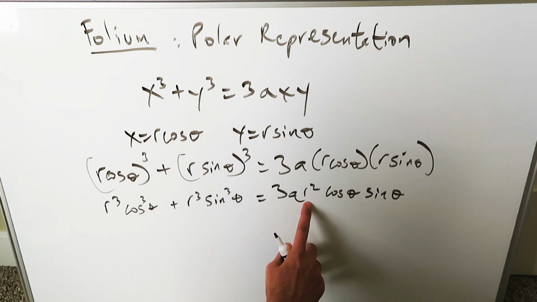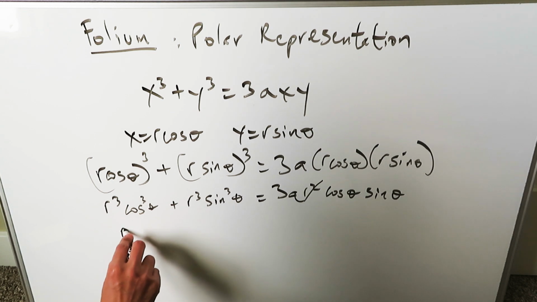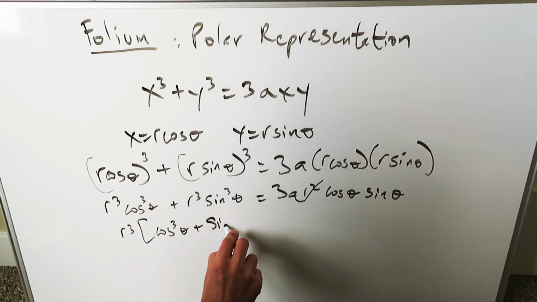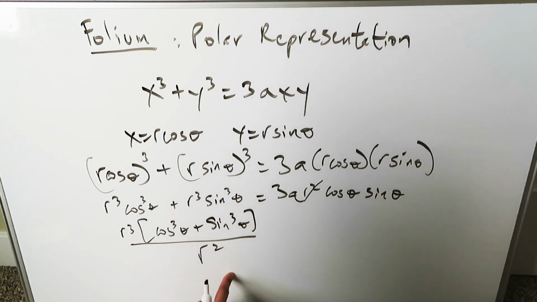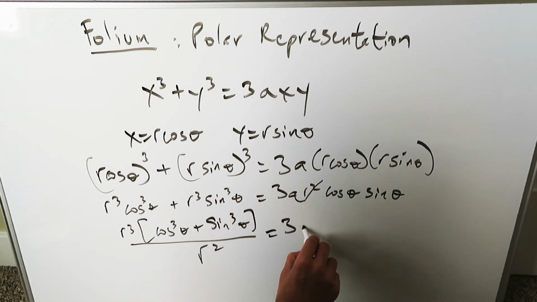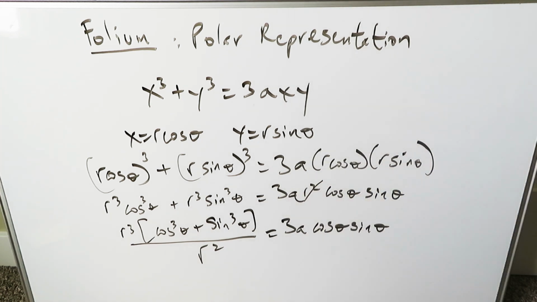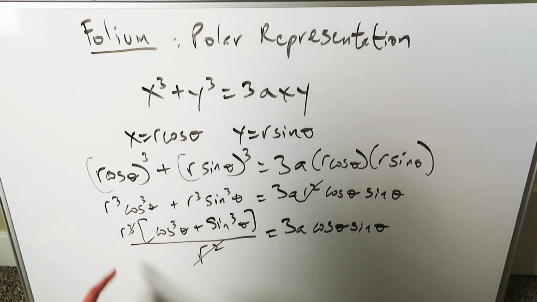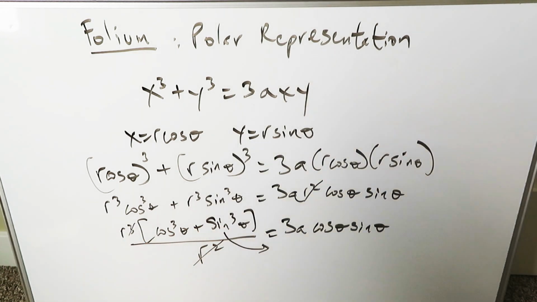Now consider this r squared. If you were to divide by r squared here and divide it over here, you have an r cubed which you'll isolate, and you'll have a cosine cubed theta plus sine cubed theta, divided by r squared. This r squared has been transferred over here, is equal to 3a cosine theta sine theta. That's what you have. Simplify the r squared and the r cubed. When you cancel them out, you have an r times cosine cubed theta plus sine cubed theta, which you will push onto the other side, and that will give you your polar representation 1.